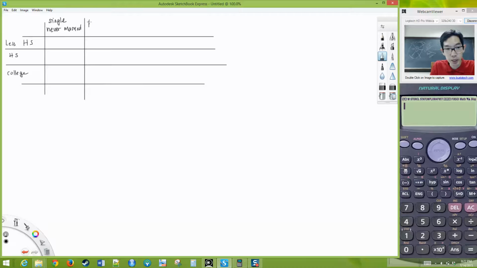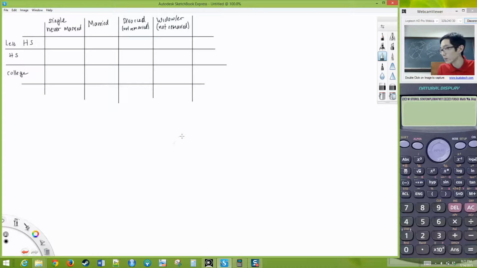And we have married, currently married. We have divorced but not remarried, okay, and widow, widower, not remarried. And I think that covers all outcomes, and these are the numbers that we have.